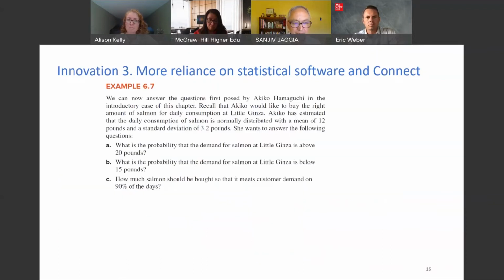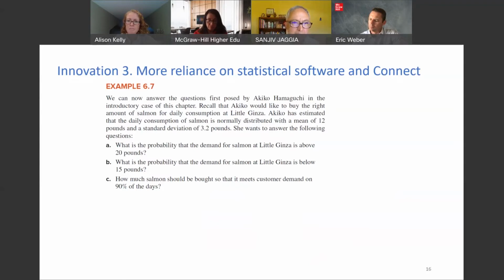Next slide, please. This is another example, but this time it's a normal distribution. Akiko has a restaurant where she buys salmon, and she believes that the average consumption of salmon is 12 pounds and the standard deviation is 3.2 pounds. And again, it's a difficult question for every person. How much salmon should I buy? I should buy enough that I meet consumer demand. At the same time, I don't want to buy too much, but in order to make sushi, everything has to be fresh.